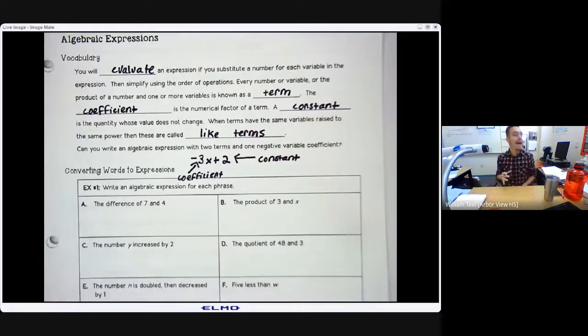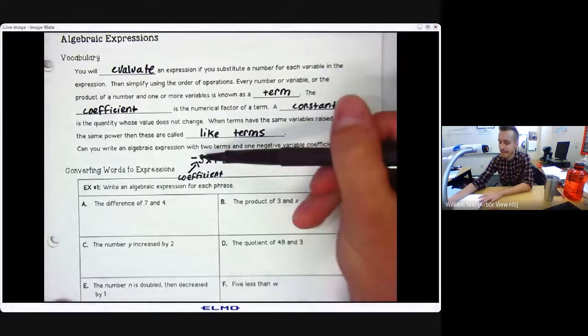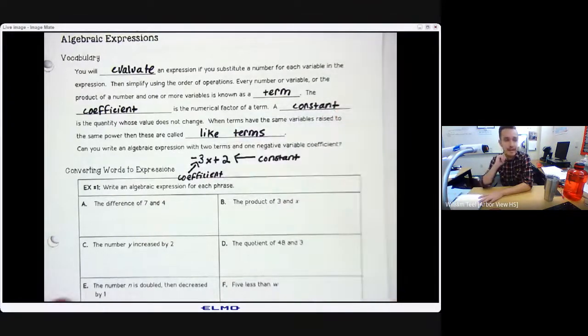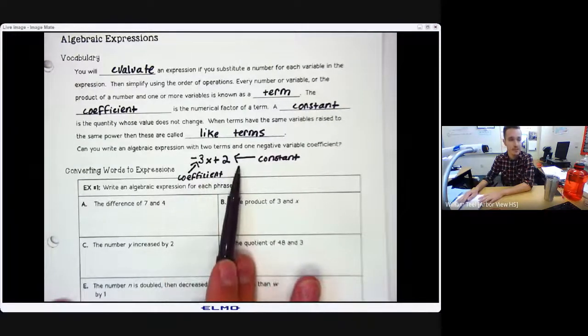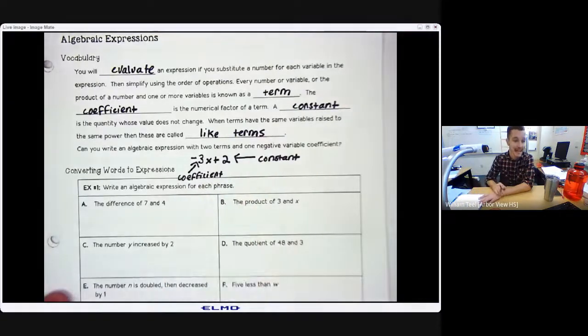There are obviously many other algebraic expressions that you could write that represent the two terms, the one negative variable coefficient, and so on. There are infinitely many expressions that you can write. So just keep that in mind. This is just one example of them. Now, the negative variable coefficient, that is the negative 3 because there's a negative attached to it. There are two terms. Each individual part of this expression is an individual term. And then we have the constant on the outside.